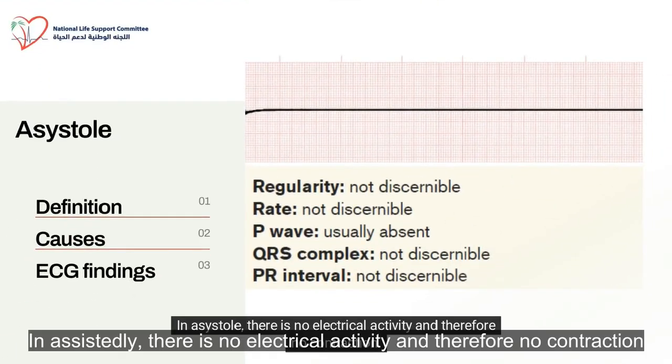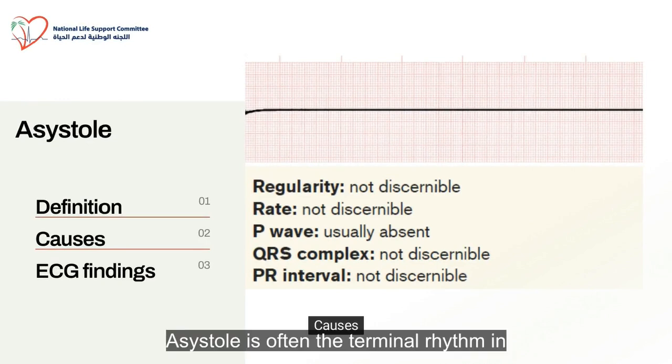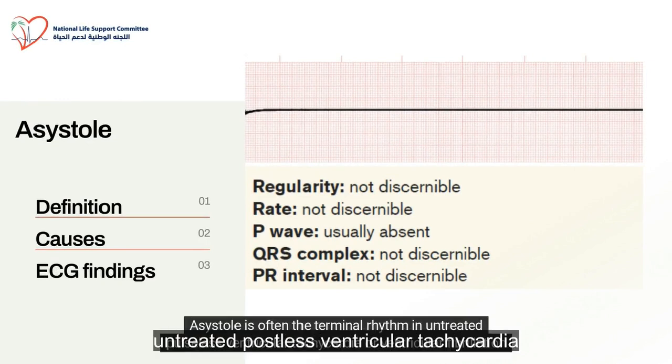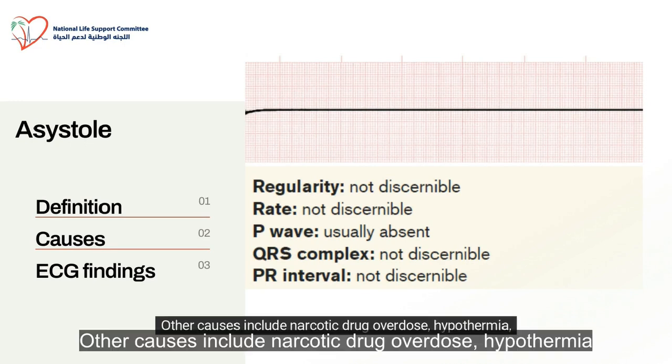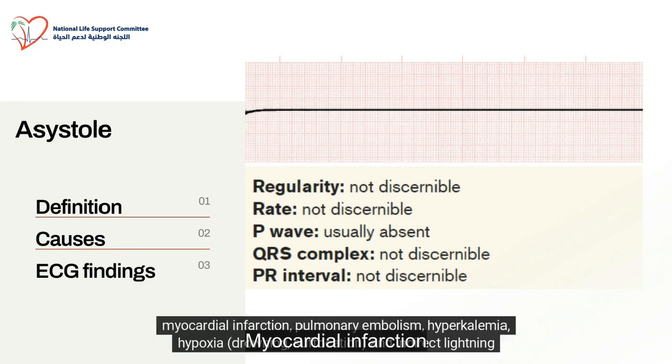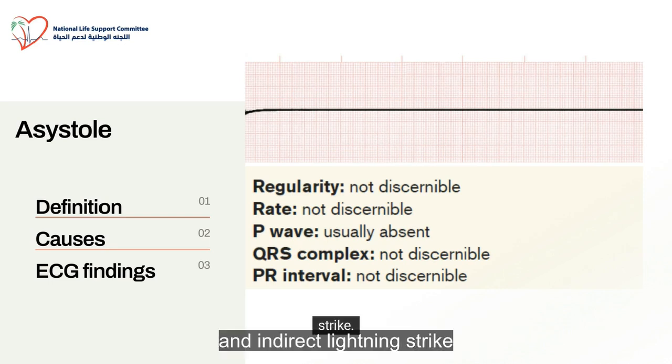In asystole, there is no electrical activity and therefore no contraction. Causes. Asystole is often the terminal rhythm in untreated pulseless ventricular tachycardia or ventricular fibrillation, or when resuscitation efforts are unsuccessful. Other causes include narcotic drug overdose, hypothermia, myocardial infarction, pulmonary embolism, hyperkalemia, hypoxia, drowning, suffocation, and indirect lightning strike.